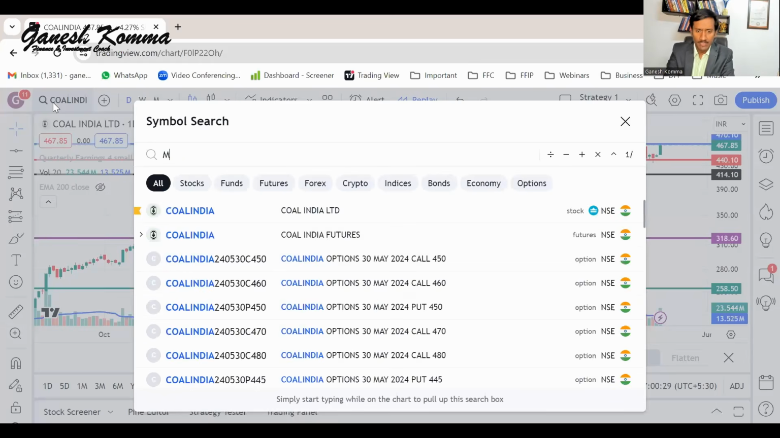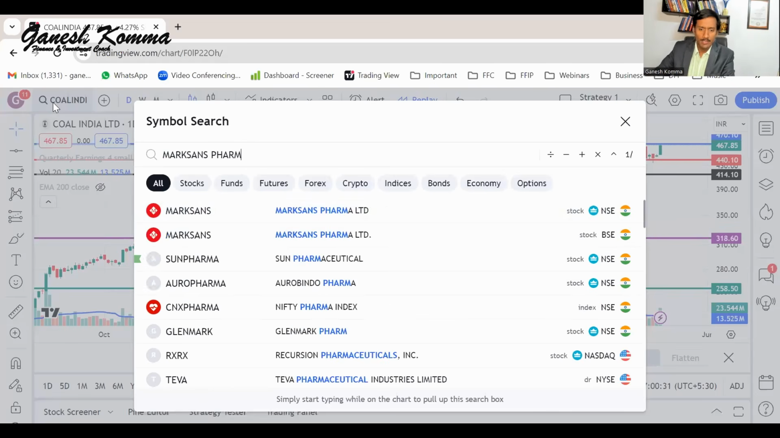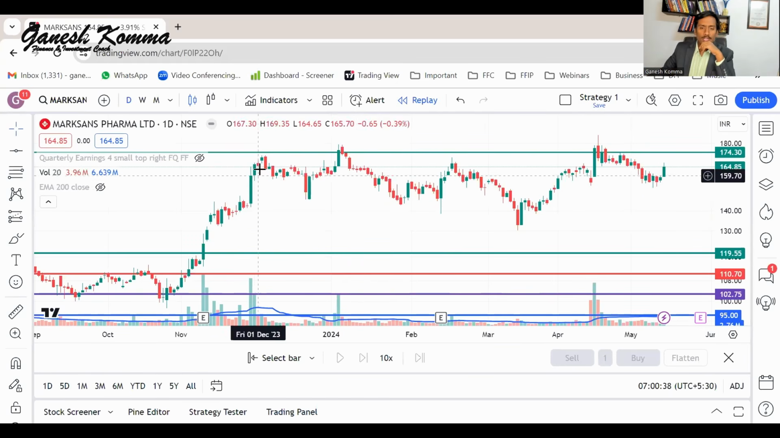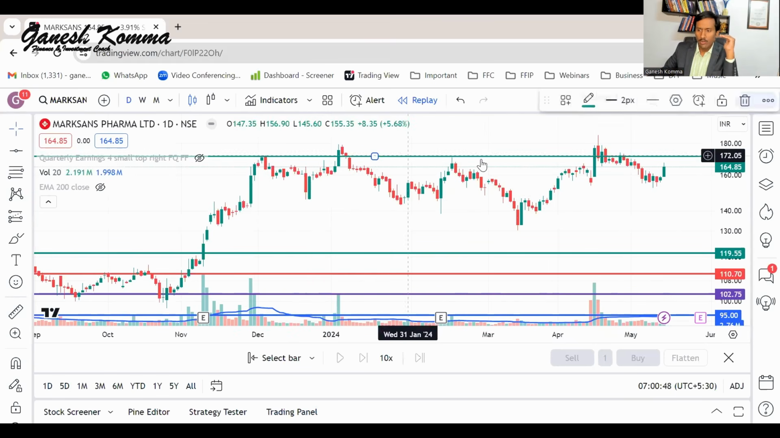Let me take one more example, Markson's Pharma. If you see Markson's Pharma, it has been almost sideways for 6 to 7 months, and this zone of 174 has been a very strong resistance, right? Not even 174, the 170 levels. And even if you look here in December, January, again in February, March, April, it has been a very strong resistance.